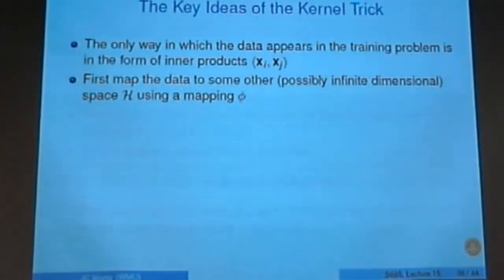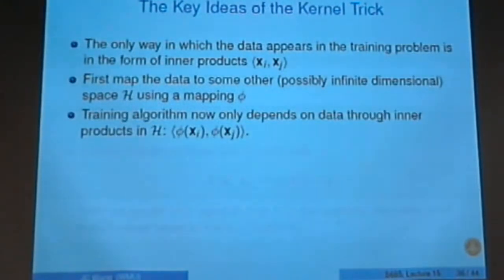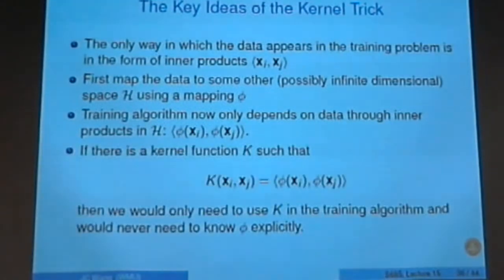So the idea is to map the data to some other space using a mapping, and the training algorithm now only depends on the data through the inner products. After this, the transformed data enter only through the inner products of the transformed values.